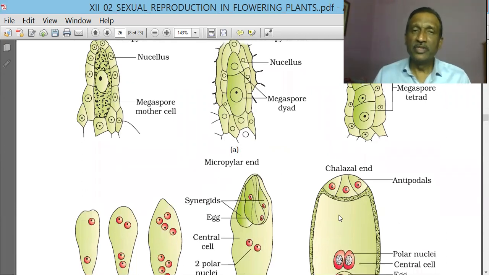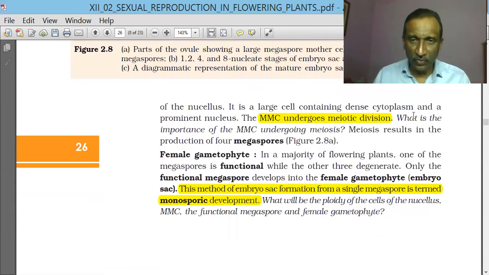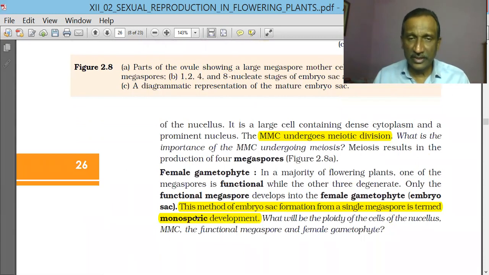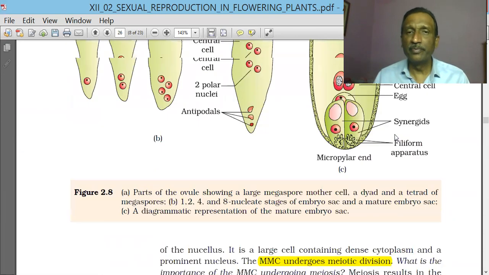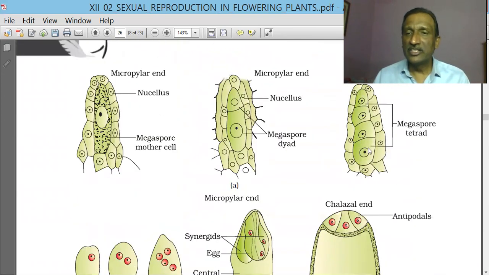Now, in most angiosperms, a unique characteristic is seen: out of these four megaspore cells of the tetrad, three generally degenerate. And the further development will take place from one single megaspore, sorry, tetrad cell. तो वन सेल जो बची है उसी से डिवीजन होगा. यहाँ देखिए, this method of embryo sac formation from a single megaspore is known as monosporic development. So in angiosperms, the single megaspore will further develop into the embryo sac, that is known as monosporic development. So suppose this one remains, the other three are degenerated.